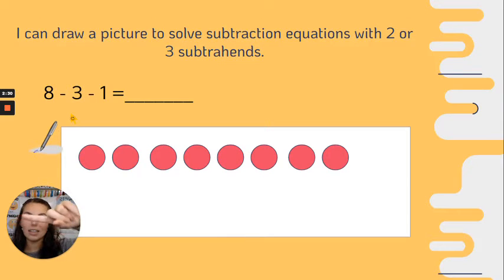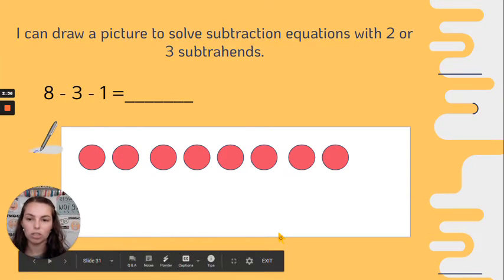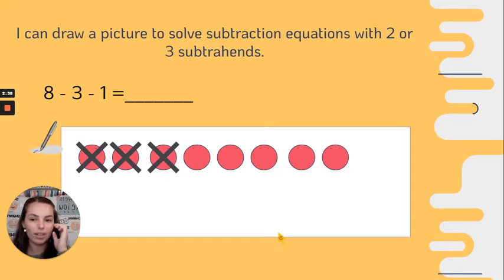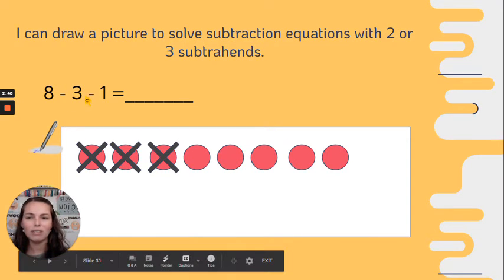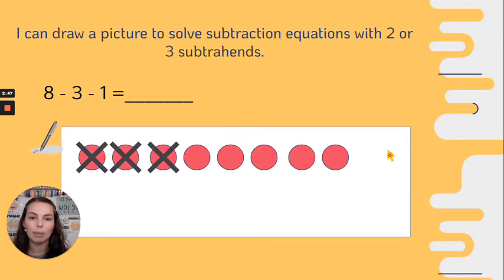We are taking away. So how many do we need to take away? 3. So let's just start with that. Take away 3. And then I also have this one. Take away 1. So what do you think I should do? Am I going to draw another dot? No, I'm going to X out another dot. And you can use a different color. That way you can see here's 3 X's and 1 X.